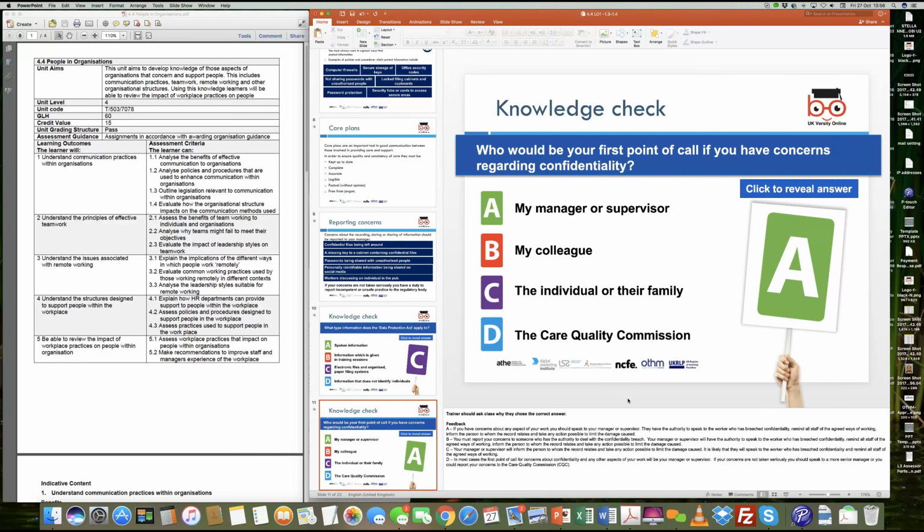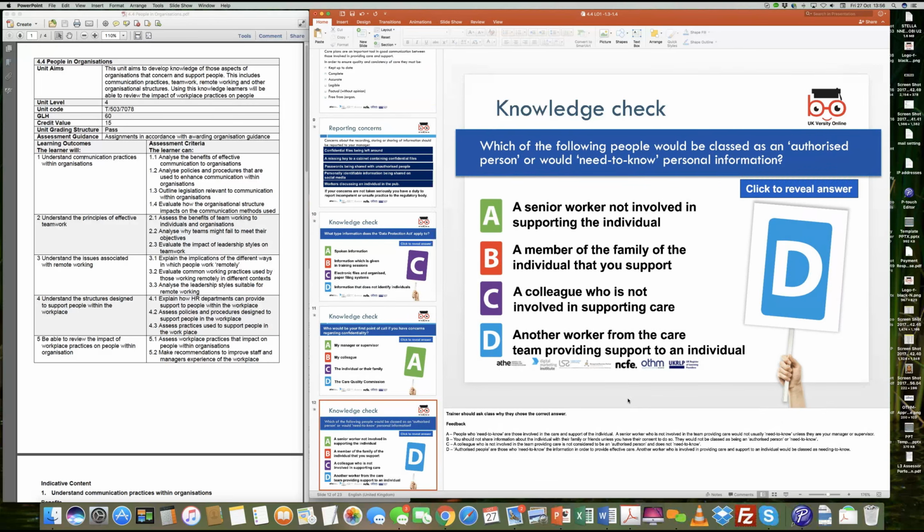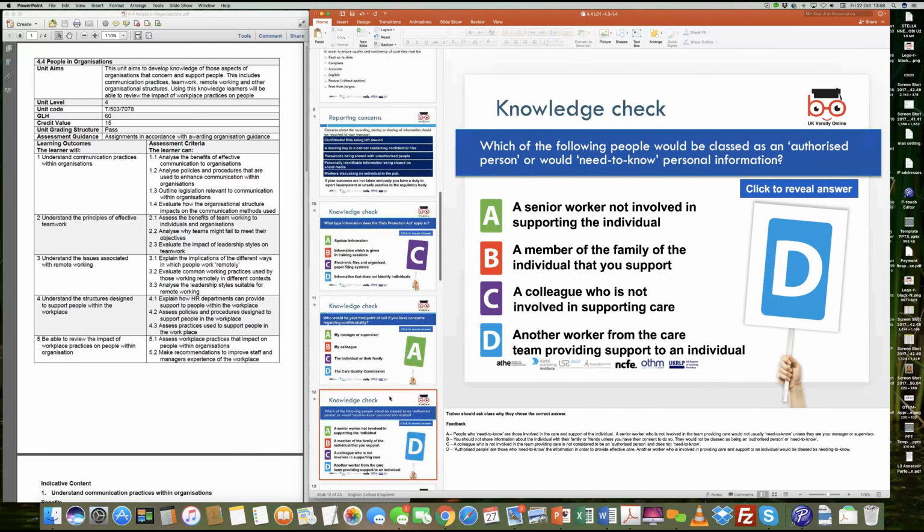That's great. And the other bit is, which of the following people would be classed as authorized persons, or people who actually need that personal information? A senior worker who is involved in supporting the individual, a member of the family, a colleague, or another worker from the care team who's providing support to an individual? Yeah, only people that are providing support to that person need to know.